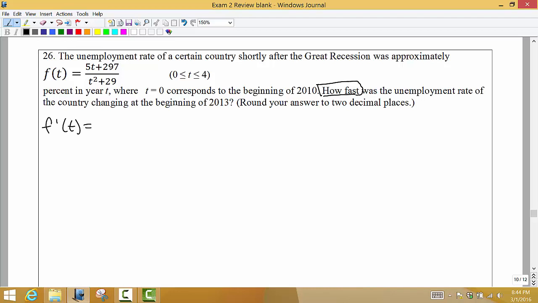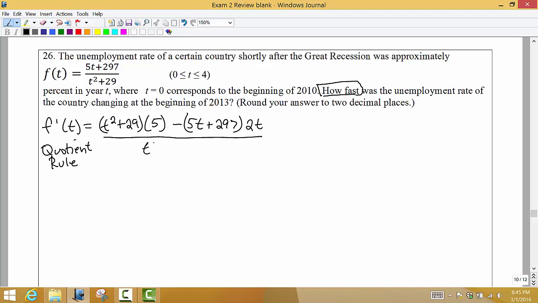Since this is a fraction with a variable in the numerator and denominator, then I will use the quotient rule to calculate the derivative. So it will be the denominator as is times the derivative of the numerator, which is 5, minus the numerator as is times the derivative of the denominator, which is 2t, all over the denominator squared.